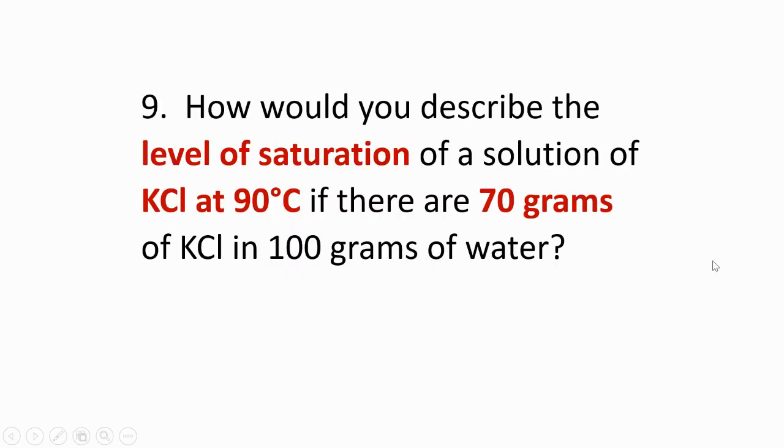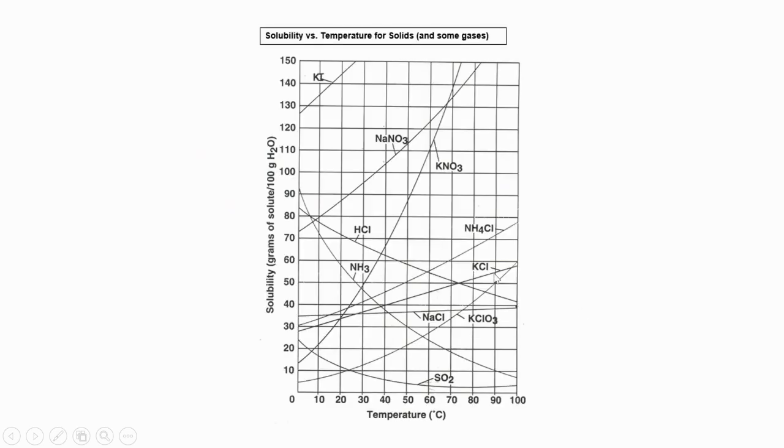Okay, so question number 9. What is the saturation level if I have KCl, 90 degrees, 70 grams? I should be able to dissolve 55. I have dissolved 70. I've dissolved more than I should be able to. So the solution falls above the KCl line, so it is supersaturated.